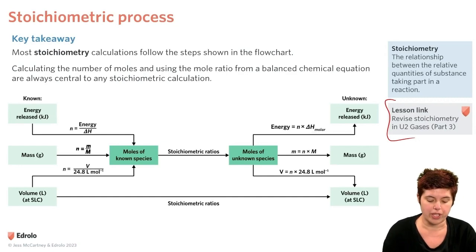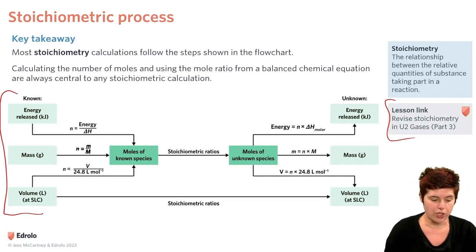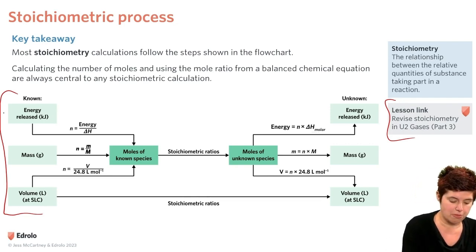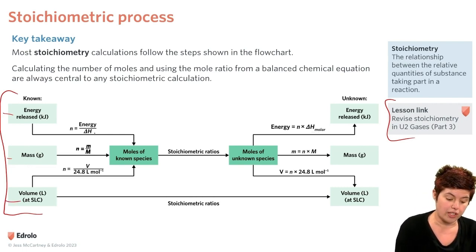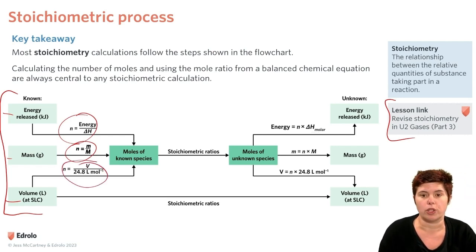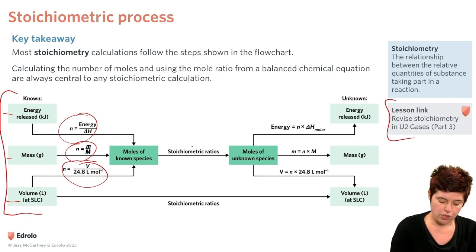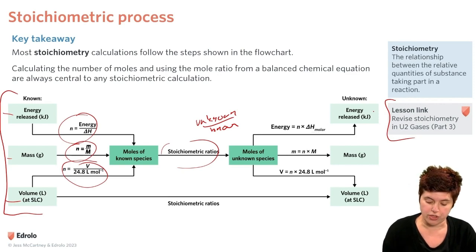So when we're looking at stoichiometric calculations, this is a nice flow chart to look at. You can see that at the beginning, you may have energy, mass, or volume, and what you have at the start will depend on the formula that you use. So you have your energy formula, mass over molar mass, and molar volume formula. Then you will work through your stoichiometric ratios. Remember using your unknown over known. And then depending on what the question is asking you to find, it could be energy, mass, or volume again.